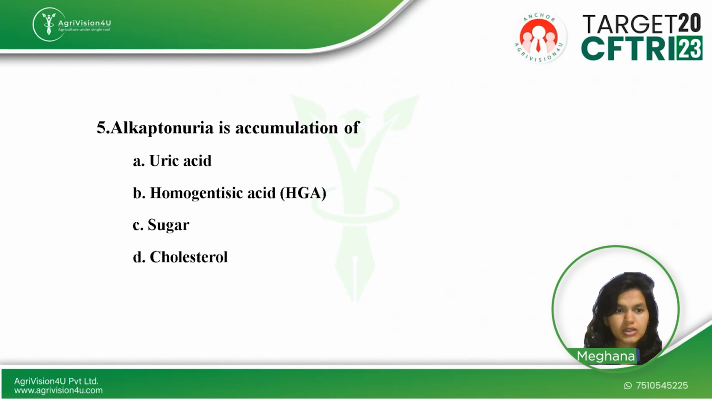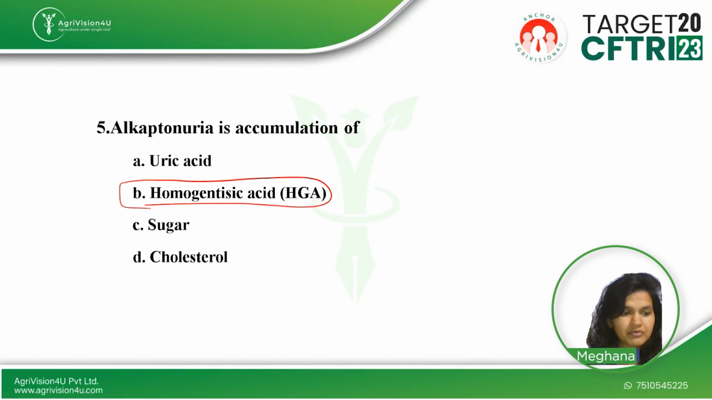Then comes the fifth one, that is alkaptonuria. It is an accumulation of: option A, uric acid; option B, homogentisic acid; option C, sugar; and option D, cholesterol. This alkaptonuria is a genetic metabolic disorder. It is due to the accumulation of homogentisic acid.